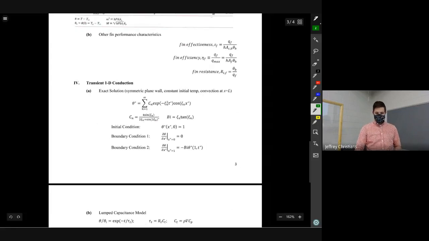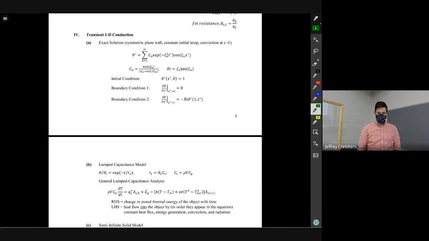Then the next section is transient conduction. That's the stuff that we've been doing most recently. In transient conduction, we have really solutions for the heat diffusion equation. And we have really three different time regimes. We have something that's really fast. That would be a semi-infinite solid. We have something that's really fast, or something that's like a lumped capacitance type problem.